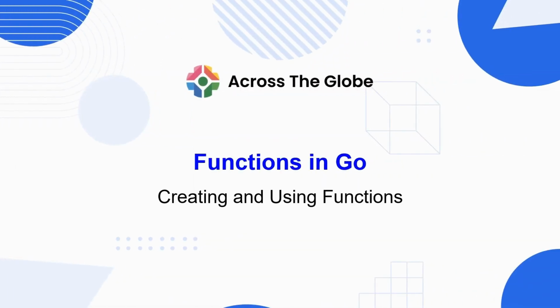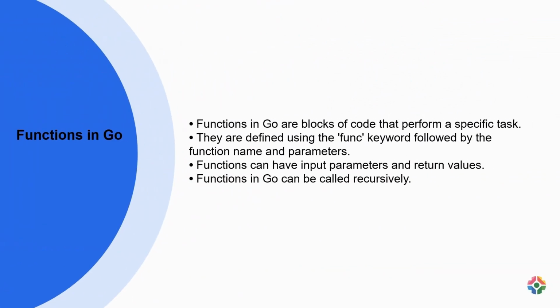Today we will learn about functions in Go. Functions in Go are essential units of code designed to execute specific actions. They are created using the func keyword alongside the function name and any necessary parameters. These functions can both take input parameters and produce return values to facilitate communication with other parts of the program.